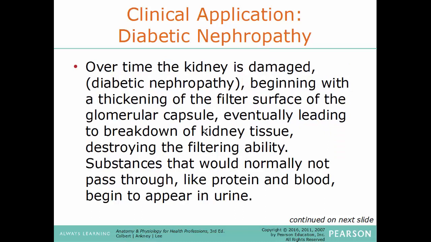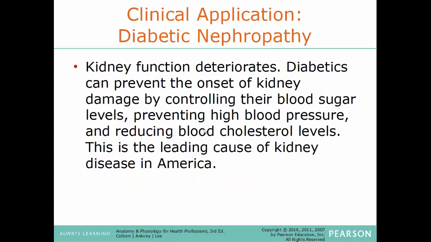Diabetic nephropathy begins with the thickening of the filter surface of the glomerular capsule, which will eventually lead to the breakdown of kidney tissue, which will eventually destroy the filtering ability. So substances that would normally not pass through, like blood and protein, begin to appear in urine when they shouldn't. Now the kidney function will continue to deteriorate. Diabetics can prevent the onset of this type of kidney damage by controlling their blood sugar levels, also by preventing high blood pressure and reducing the blood cholesterol levels. It's the leading cause of kidney disease in America.